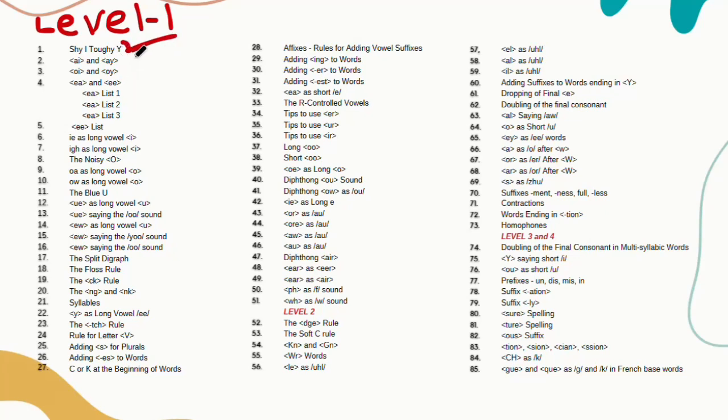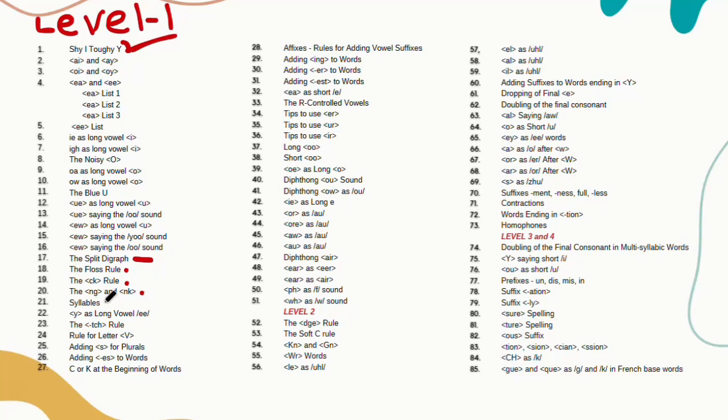So level 1 starts with the alternative spellings of vowels. Then we go for the split digraph or the magic E. Next is the floss rule, CK rule. Why are we teaching the floss and CK rule? Because our kids already know about the short vowels, and the floss rule and CK rule have a direct connection with the short vowels. After this, we have the NG and NK sounds that are the nasal sounds. We do not have any rule for this, but it's a spelling pattern that we have to teach our kids.